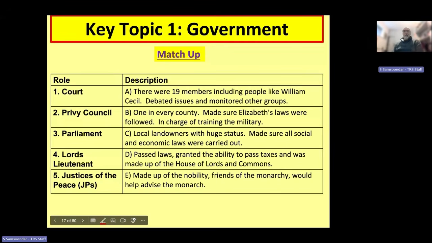So let's start with the structure of Elizabeth's government. You can see 5 features of Elizabeth's government on the left. There are 5 descriptions on the right. What I'd like you to do is pause here and see if you can match up the roles to the descriptions. Look for the clues in the descriptions to try and match them up. In terms of Elizabeth's government, this is all you need to know in terms of the government that was in place to help her rule England. So take a moment, pause this, and then I'll give you the answers.